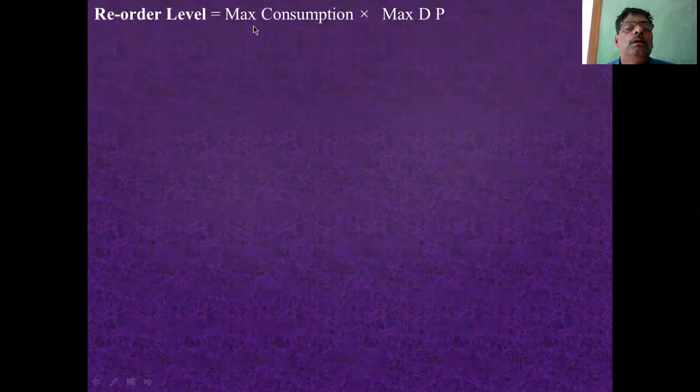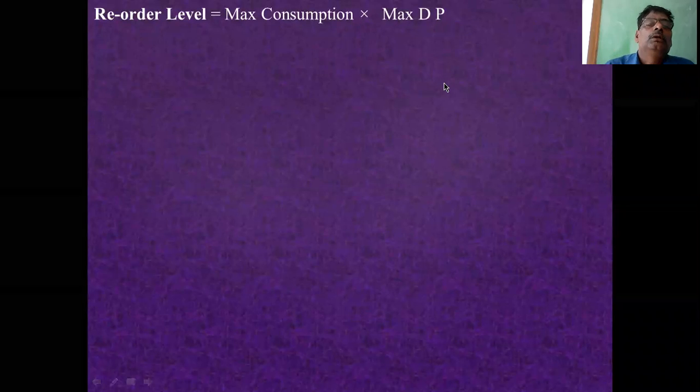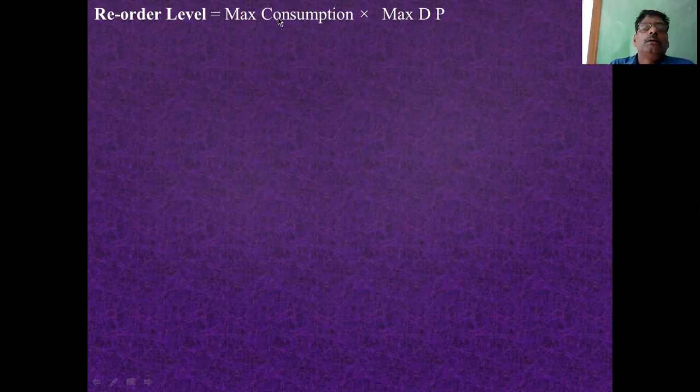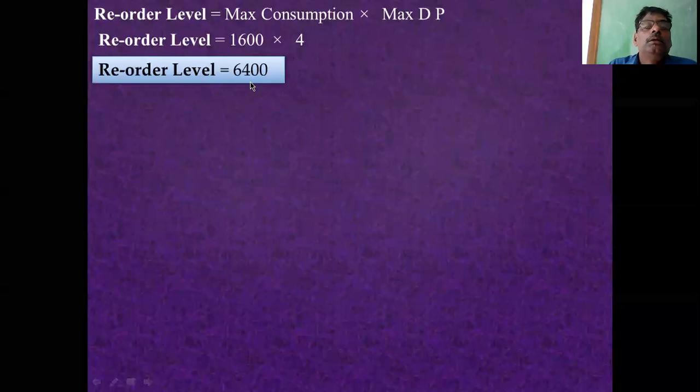Now write the equation. Reorder level is equal to maximum consumption into maximum delivery period. 1600 into 4, it is 6400.